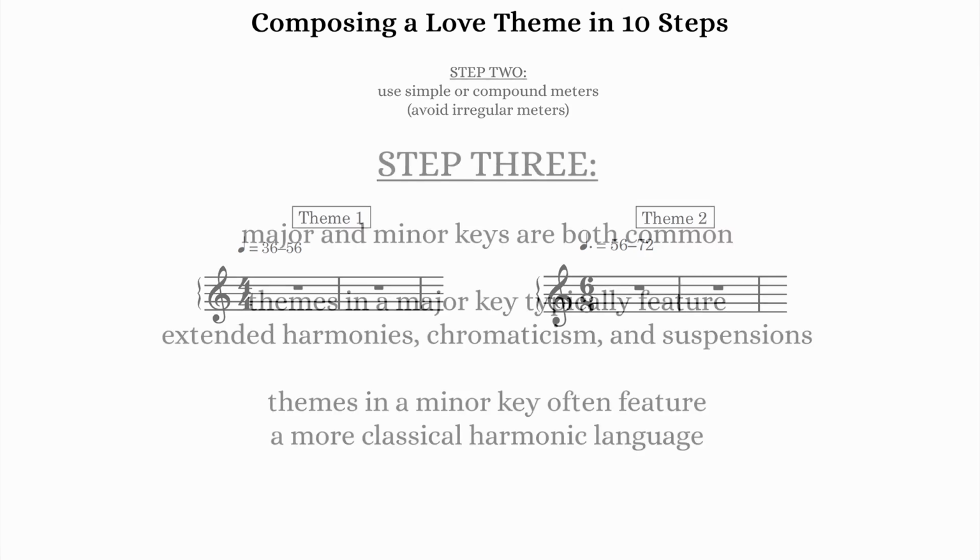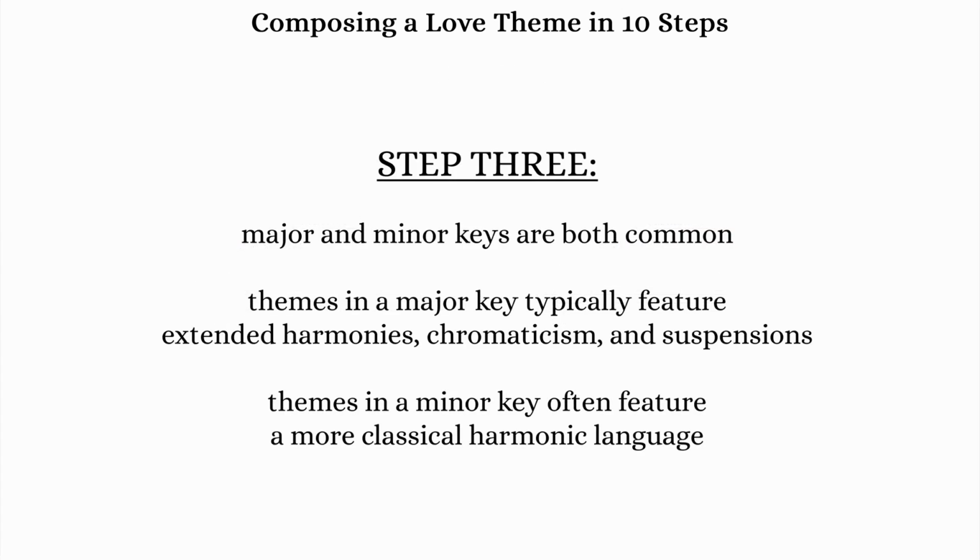Step 3. Most of the love themes that I analyzed were either in major or minor. Two examples, the prelude to Tristan und Isolde and the Scene d'amour from Vertigo, were more chromatic and not necessarily in a major or minor key, but most themes were clearly in one or the other. Themes in a major key often featured extended harmonies like major sevenths, major ninths, 13ths, or chromatic chords, suspending chords, and in particular the half-diminished 7 chord, which incidentally is essentially the same as Wagner's Tristan chord if you're looking at just the notes and not the function.